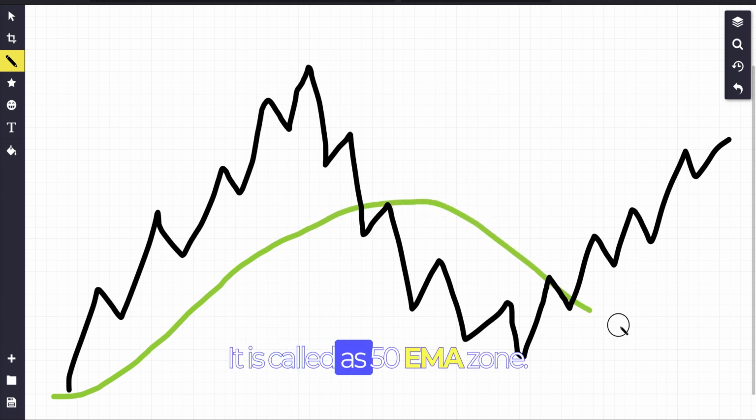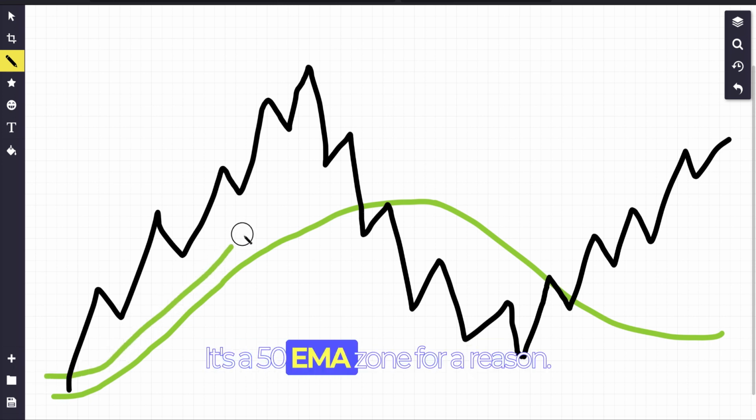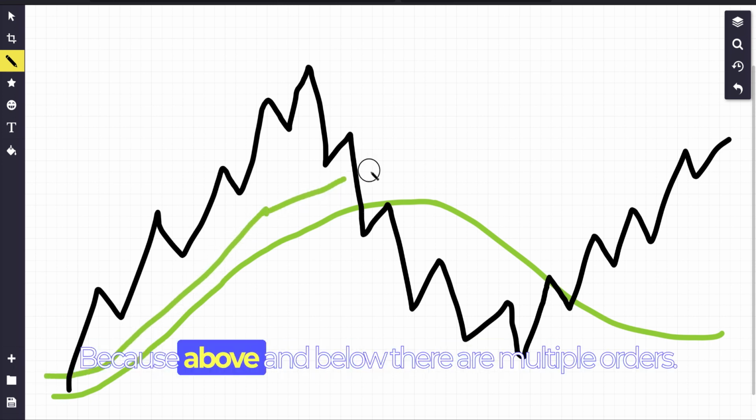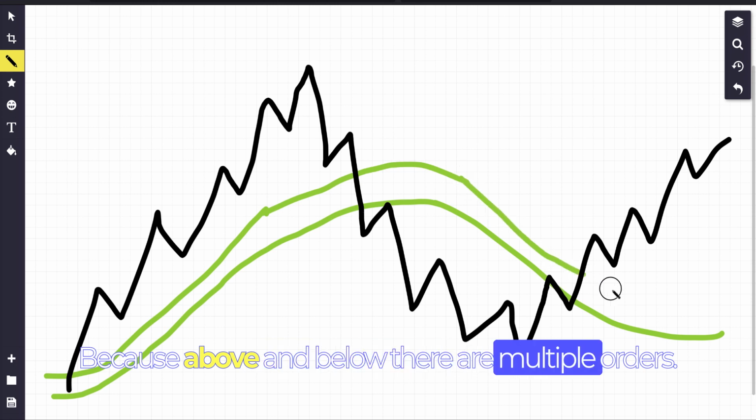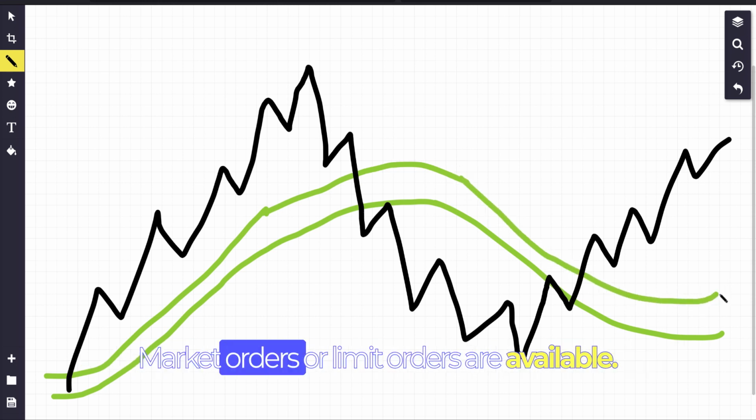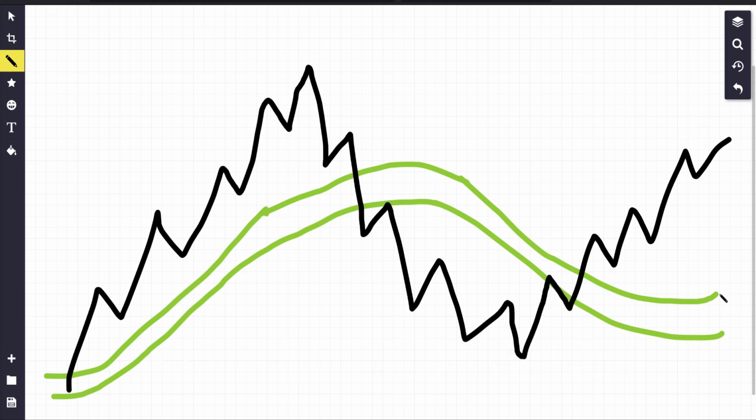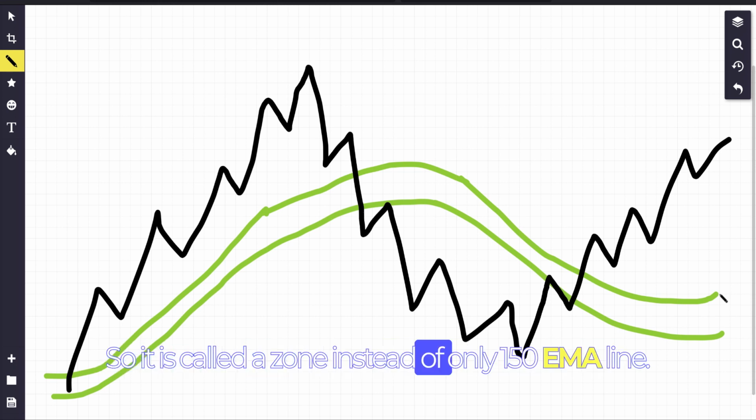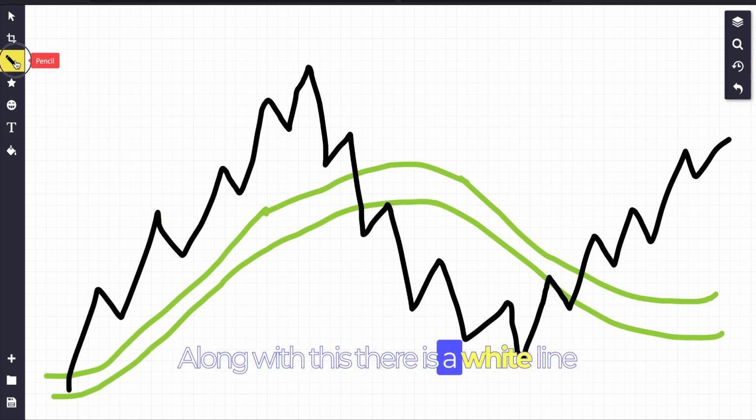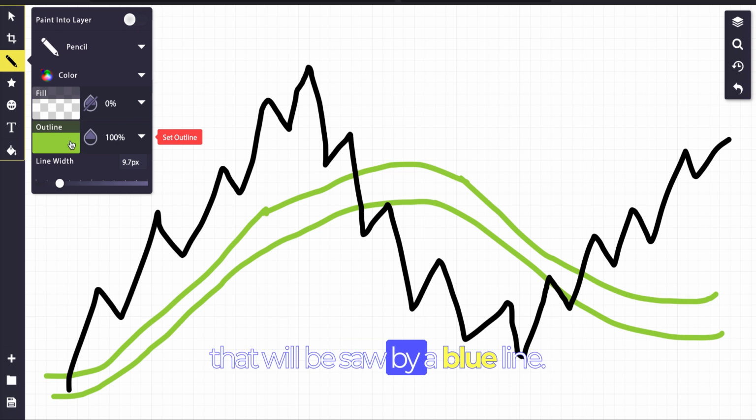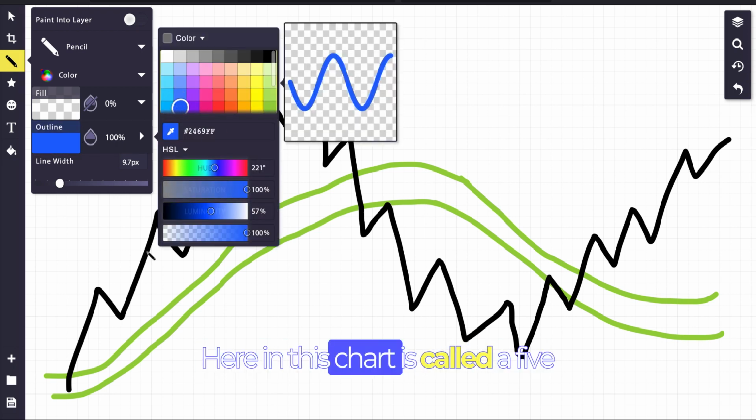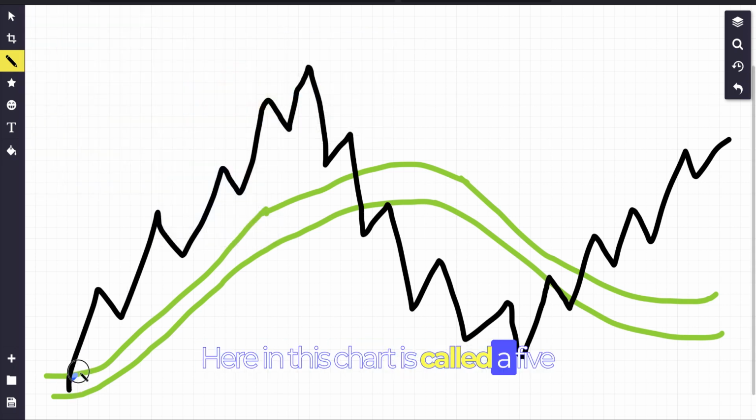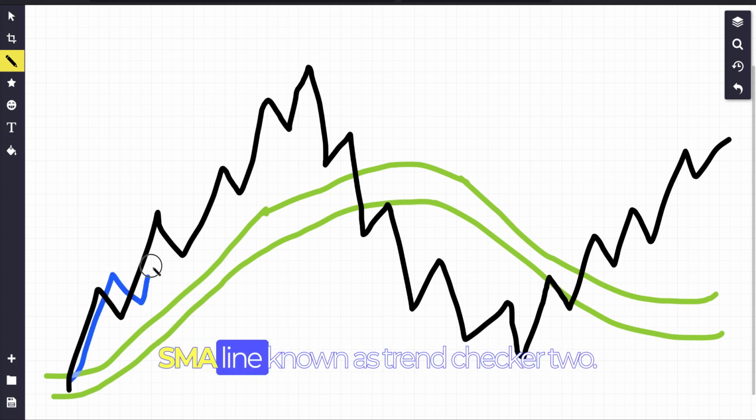It is called the 50 EMA zone. It's a 50 EMA zone for a reason, because above and below there are multiple orders, market orders or limit orders available. So it is called a zone instead of only a 50 EMA line. Along with this there is a white line that will be shown by a blue line here in this chart, called a 5 SMA line, known as TrendChecker 2.